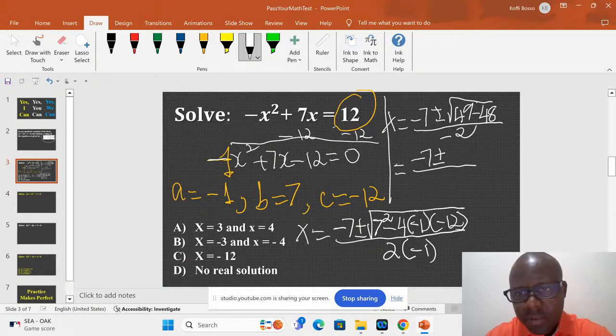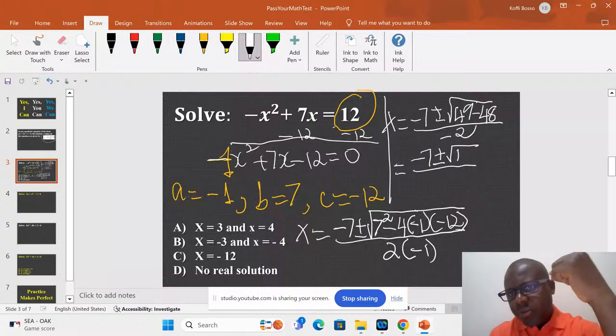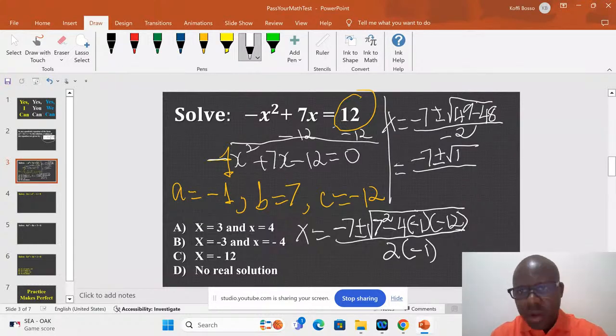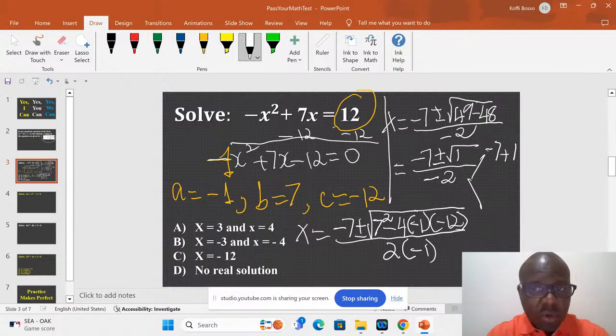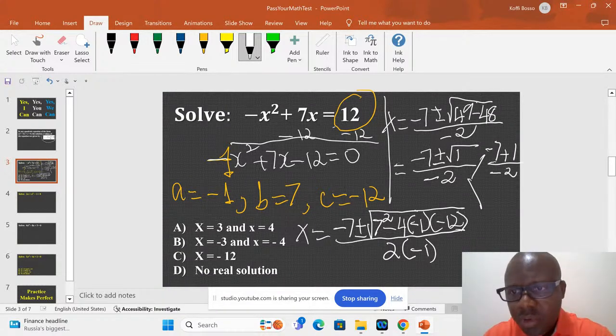plus minus square root of 1. Excuse me, why square root of 1? Because 49 minus 48 is 1, divided by -2. And the square root of 1 is what? 1. So I'm going to have two solutions, right? The first one, we're going to have a -7 plus square root of 1, divided by -2. The second one, we're going to have a -7 minus 1 divided by -2.